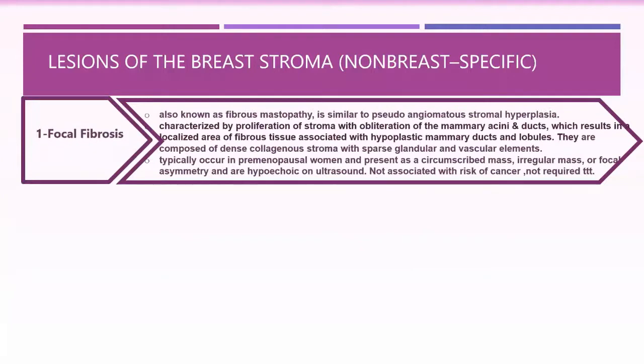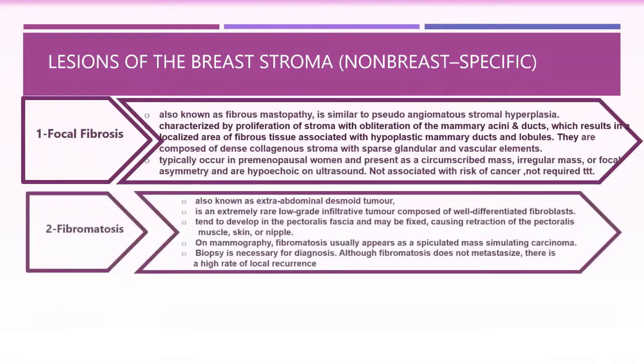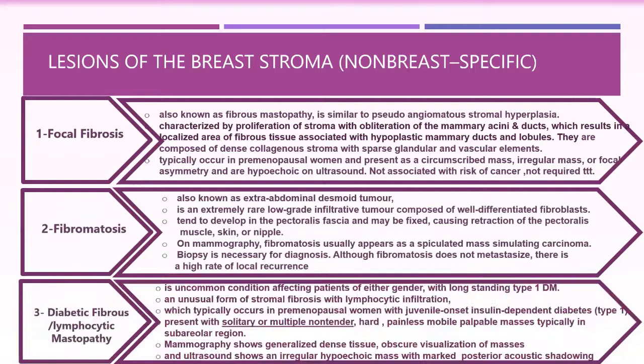So we finish the breast-specific stromal type, and let us go to the non-breast-specific stroma. And these, we said, include focal fibrosis, fibromatosis, and diabetic fibrous mastopathy or lymphocytic mastopathy.